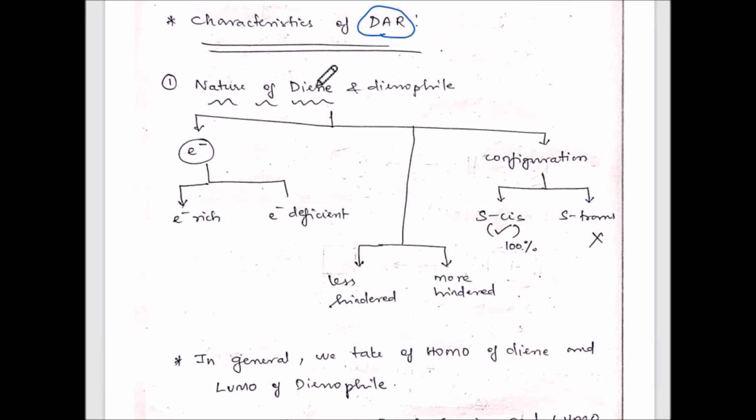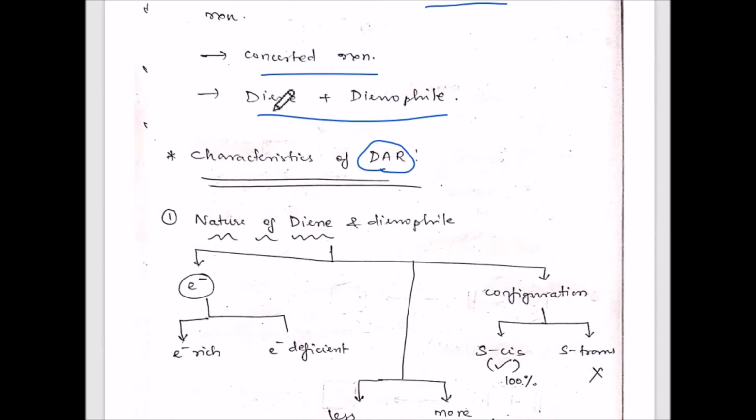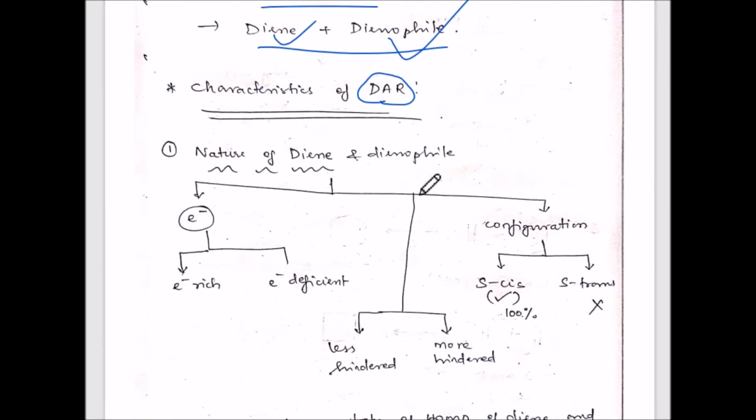The first one is the nature of diene and dienophile. The Diels Alder reaction mainly involves a diene and a dienophile, so their nature is very important. What type of diene we are choosing and what type of dienophile we are choosing, and how the reaction is going to take place, is of more concern, right? The first point of the characteristics is the nature of diene and dienophile. I divide it into 3 categories: 1, based on the electrons, 2, the configuration, and 3, the steric hindrance.